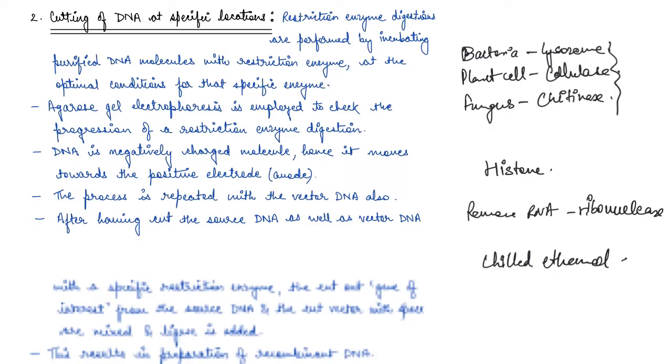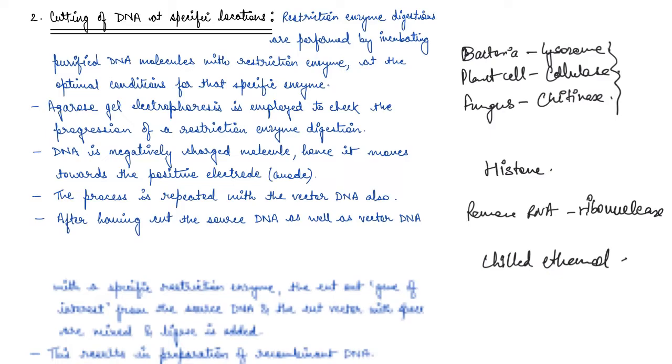Right? Now what we do is amplification of the gene. Right? So now we amplify the gene of interest using what? Using polymerase chain reaction. Right? So we use PCR, polymerase chain reaction, to amplify the gene of interest.